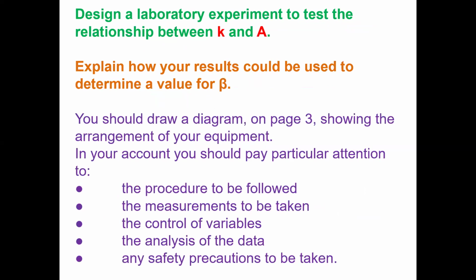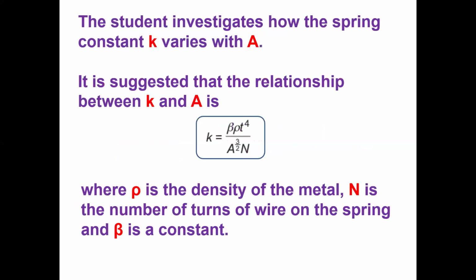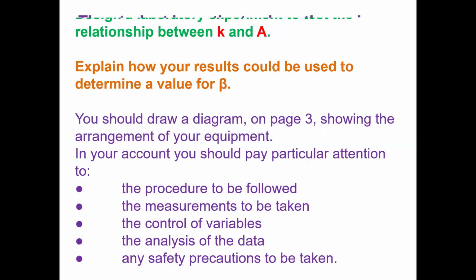This is very important whenever you are working on this title. These two lines, the green lines, are very important, because he is asking you to test the relation between K and A. What is K? K is the spring constant, and A is the cross-sectional area. Then explain how your results could be used to determine a value for beta.